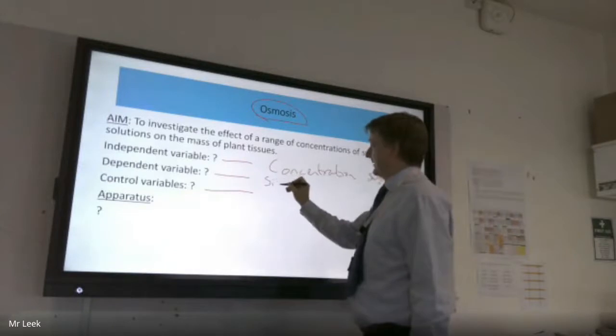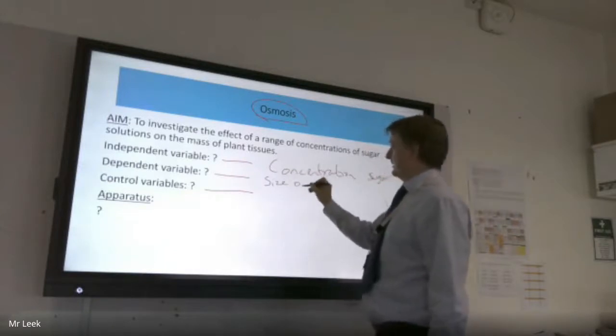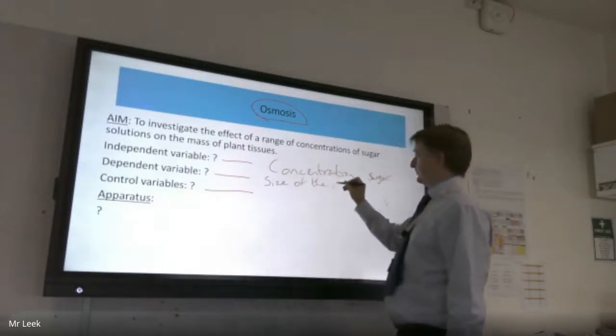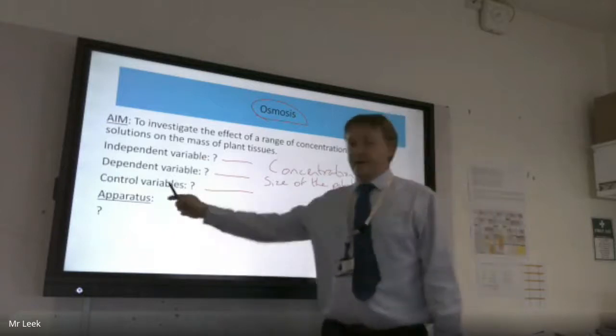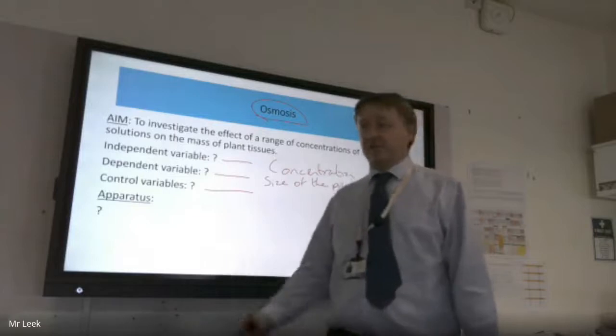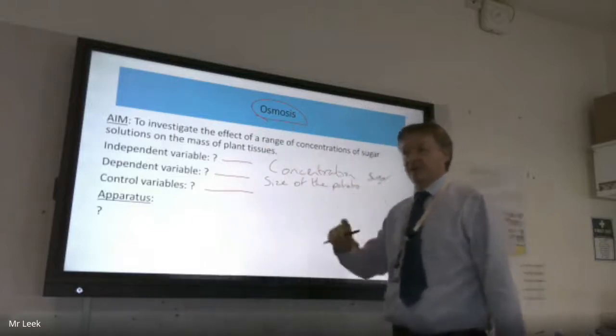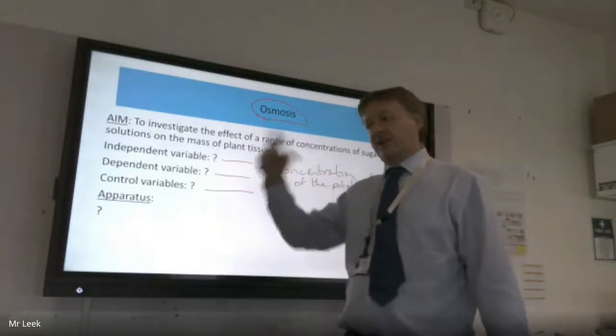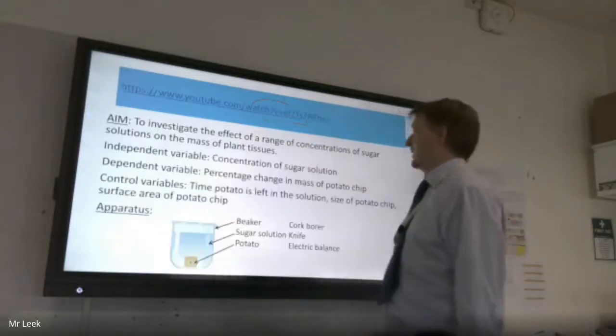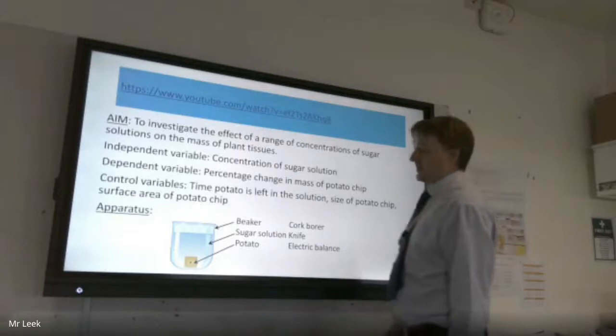So that is basically the size of the potato. The control variables are then everything else. So it's the test tube you use, the temperature in the room, the volume of the sugar, the size of the potato at the start. They are all the controllables, which is written here.